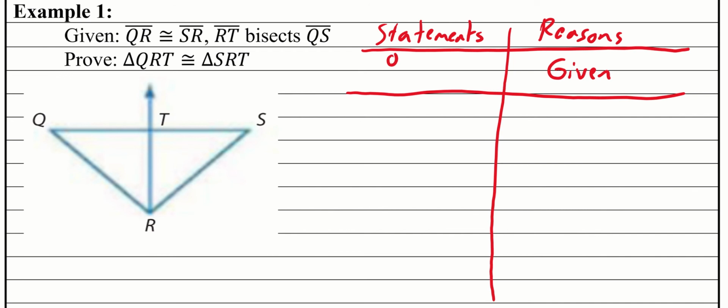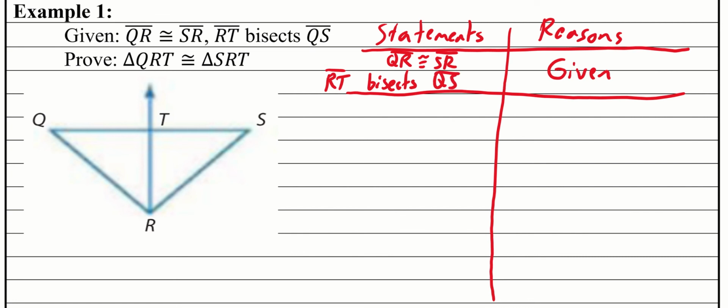So we're not getting into anything just yet. We're not trying to rush through this. We're just trying to write down all of our information. We're told QR is congruent to SR, and then we're also told RT bisects QS. Okay?